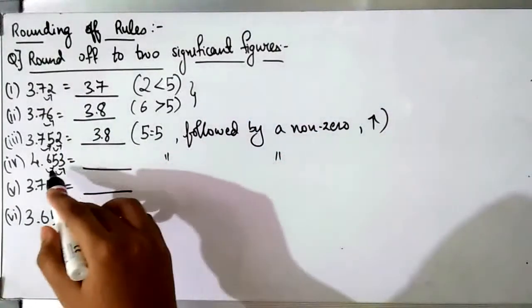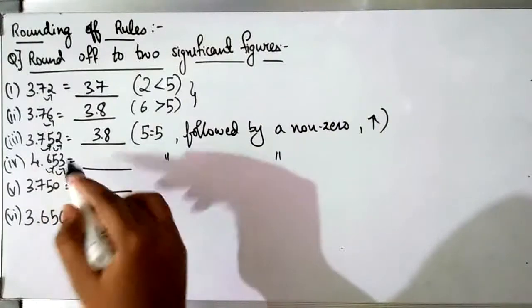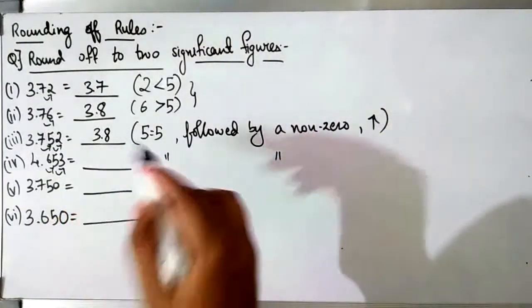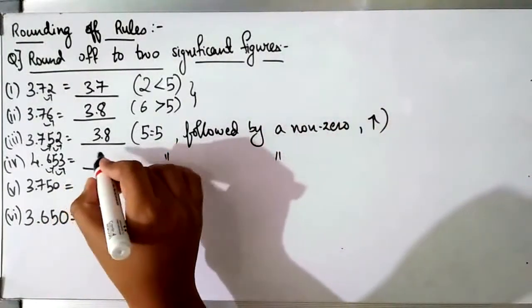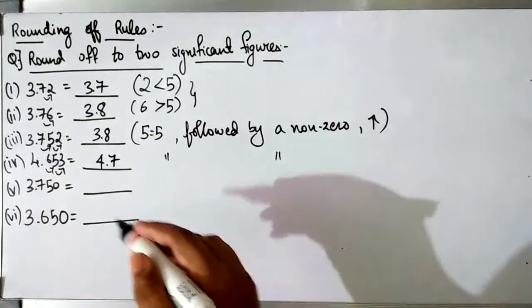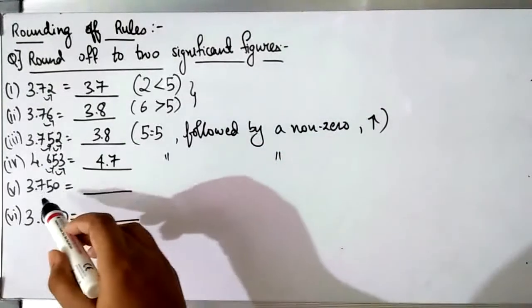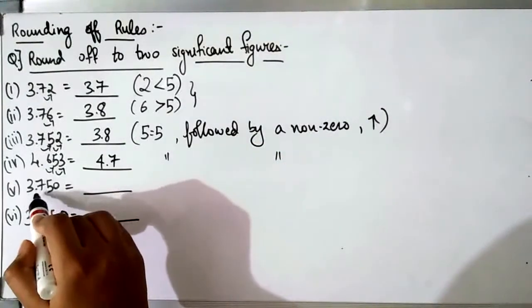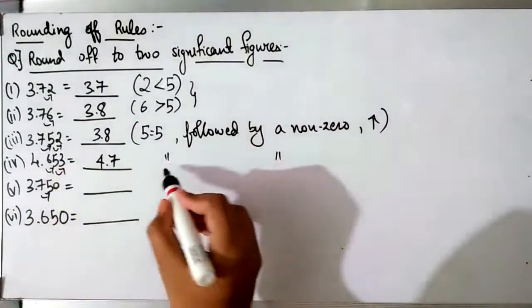So whenever we have got a 5, and whenever that 5 is followed by a non-zero digit, then we are going to increase that, and this becomes 4.7. We are going to increase the 6 to the next number, that is 4.7. In the next one you can see we have got a 7. If we see the next one, we have got a 5.